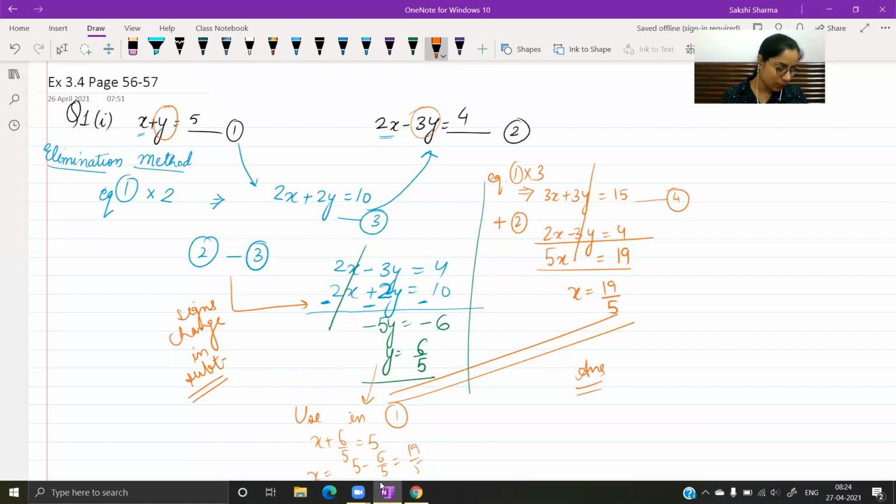You can just quickly do it, right? Anyone who has questions, how to use the elimination method? Nobody has any doubt how we have to do elimination.